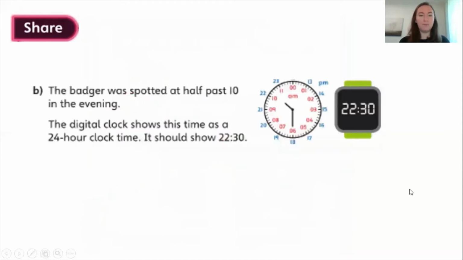Moving on to Part B, the analog clock showed us that the badger was spotted at 10:30, and we know that he was spotted at 10:30 in the evening. This means that it would be a PM time, so the badger would have been spotted at 10:30 p.m. To convert this time to a 24-hour time, we would show it as 22:30. Well done if you got those correct. If not, we're going to talk through this a little bit more, and then you can have a go as part of our Think Together examples.